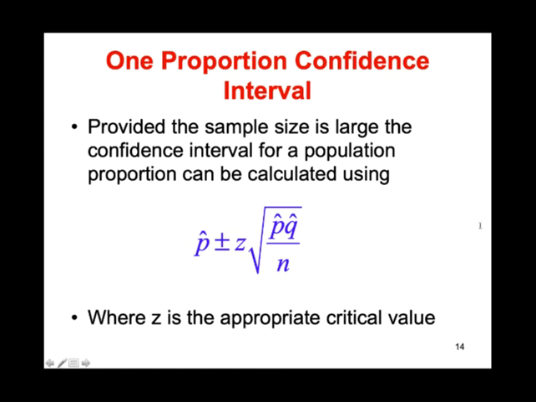So this last slide summarizes it all. If we want to construct a confidence interval for a population proportion, we're going to use the sample proportion, a critical z-score, again the sample proportion and 1 minus the sample proportion, and the sample size.